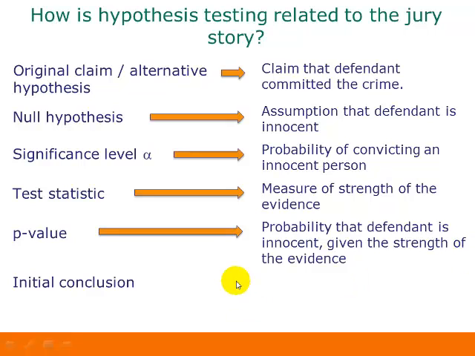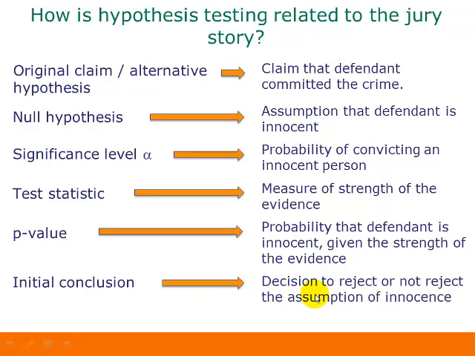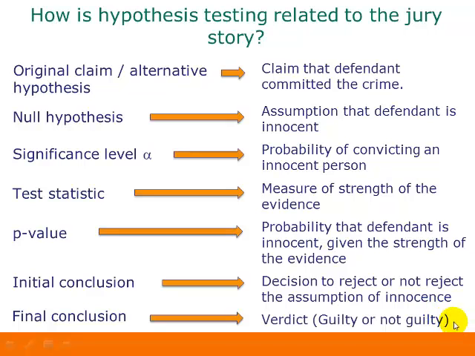The initial conclusion in our jury story would be our decision to reject or not reject the assumption of innocence. And the final conclusion would be related to our actual verdict, guilty or not guilty. In other words, on our jury, we're saying either yes, there's enough evidence for us to conclude that the defendant is guilty, or no, there's not strong enough evidence to conclude that the defendant is guilty.